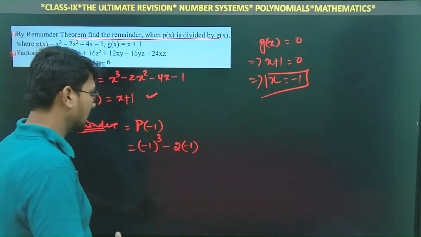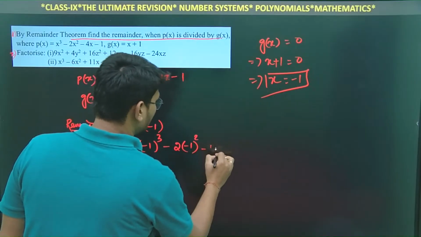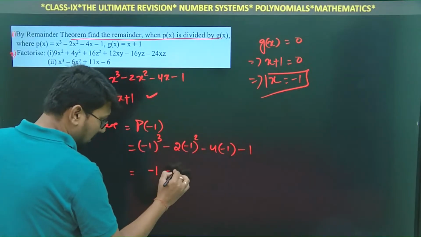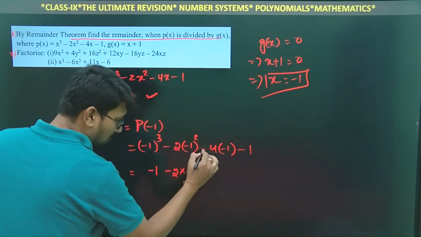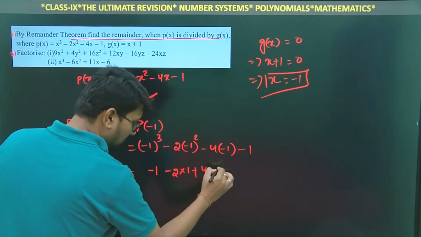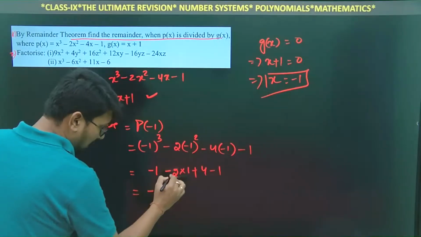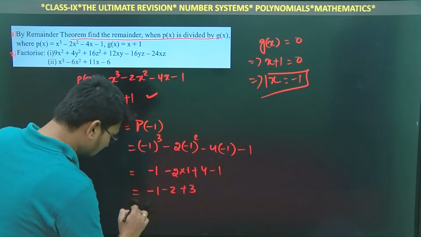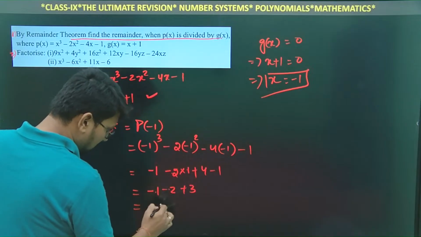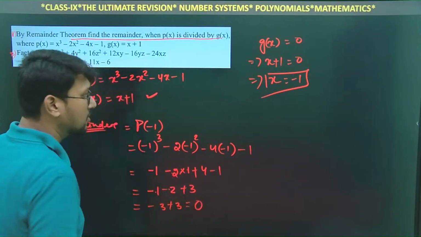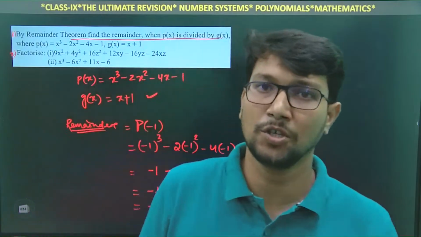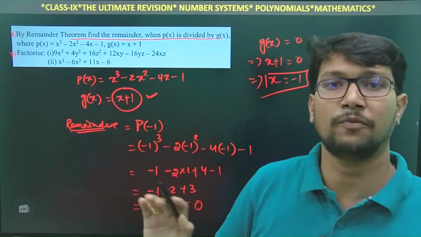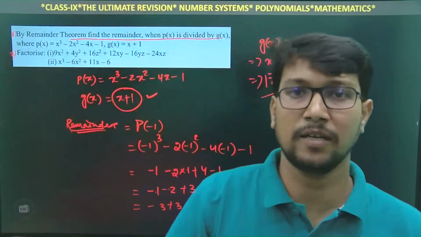In P of x, that is minus 1 square minus 4 into minus 1 minus 1. Minus 1 cube is how much? Minus 1 minus 2 into 1 minus into minus is how much? Plus 4 minus 1. That is minus 1 minus 2 into 1 is how much? Minus 2 plus 4 minus 1. 3. Check karo. So therefore, minus 1 minus 2 is minus 3 plus 3. Hence, the remainder is 0. So when remainder is 0, this g of x is a factor of p of x. Is that clear, everyone? Bolo, everyone, clear hai ki nahi?